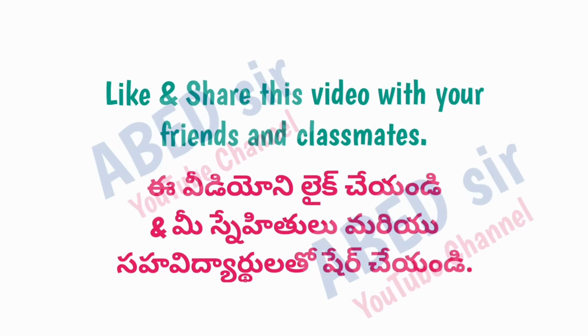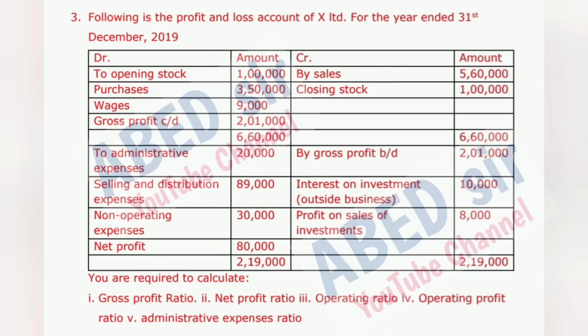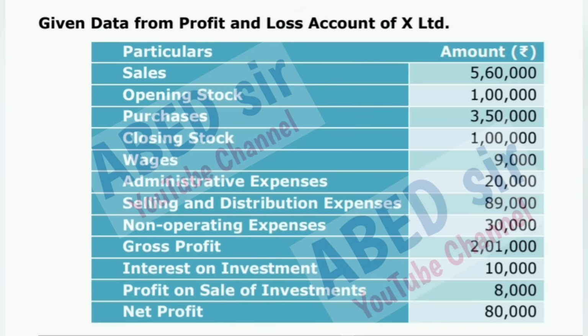Next important long question is 3. Following is the profit and loss account of X Limited for the year ended 31st December 2019. You are required to calculate 1. Gross profit ratio, 2. Net profit ratio, 3. Operating ratio, 4. Operating profit ratio, 5. Administrative expenses ratio. Given data from profit and loss account of X Ltd.